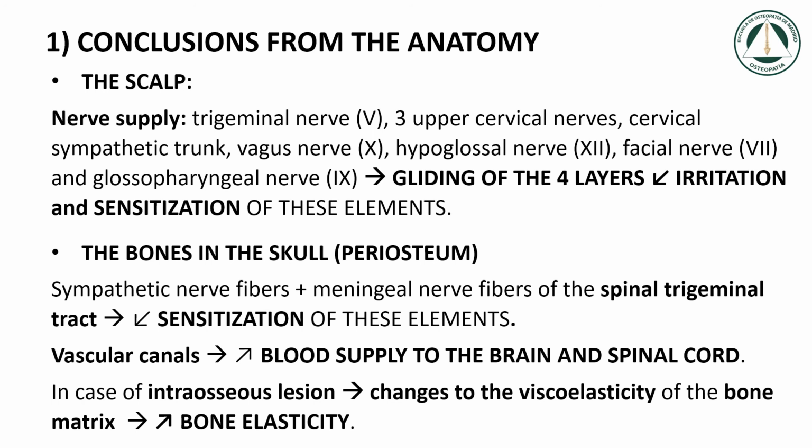The skull bones and periosteum. Sympathetic nerve fibers, plus meningeal nerve fibers of the trigeminal spinal tract, are responsible for an increase of sensitization of these elements. Through the vascular channels, there is an increase of blood supply in brain and spinal cord. In case of intraosseous lesion, changes happen to the viscoelasticity, which increases bone elasticity.